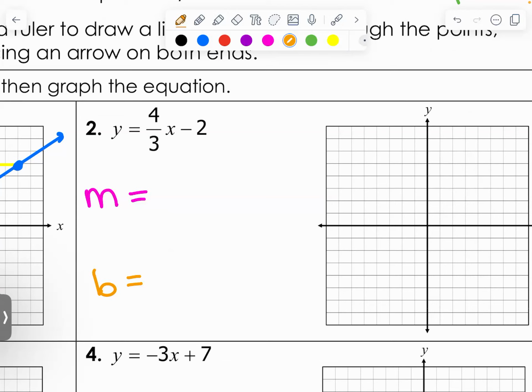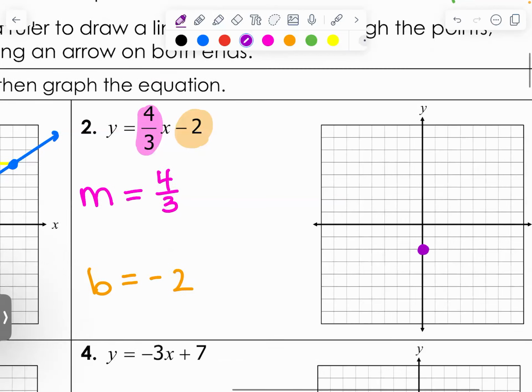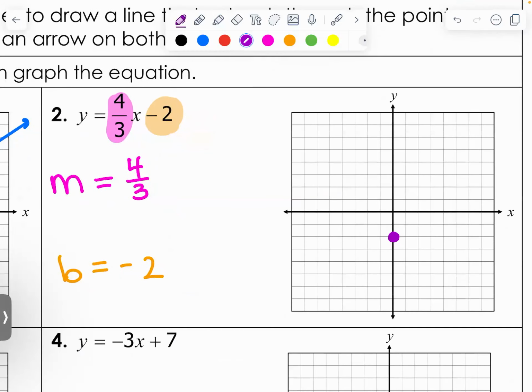Sophia, what's our slope? Our slope is 4/3. Kaylee, what is our B? It is -2. So our slope is 4/3. Our y-intercept is -2. Let's begin on the y-axis at -2. We begin with our y-intercept. That's why it's called B.